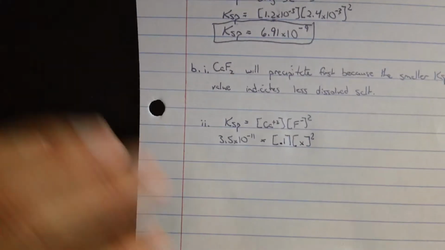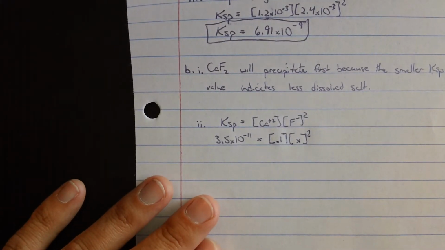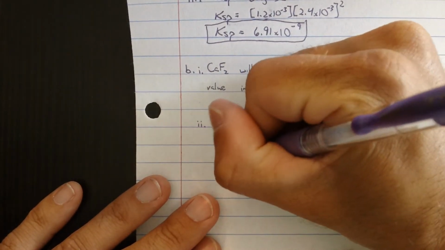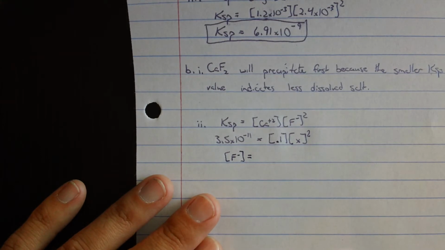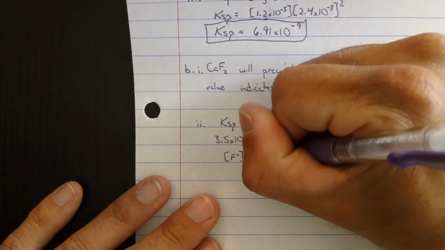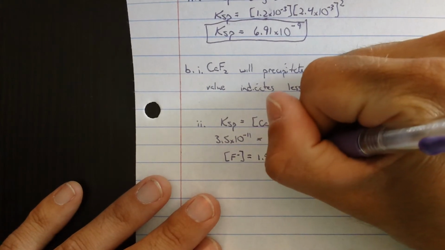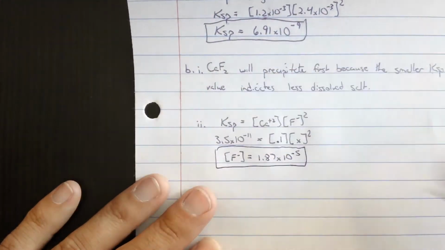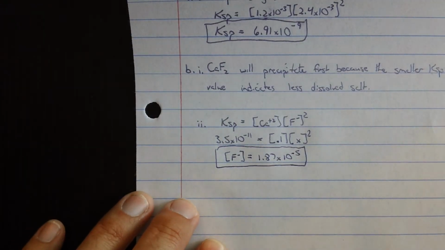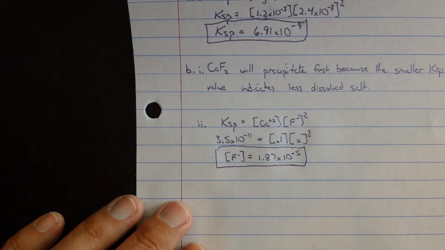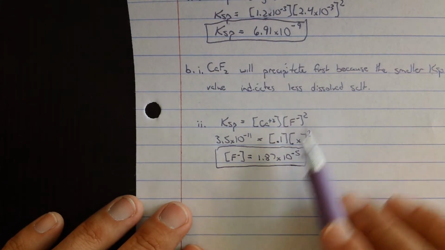And so we plug that in and solve for x. When we do, the fluoride concentration is going to equal 1.87 times 10 to the negative 5th. That's in molarity. That's part 2. One point for B1, 1 point for B2.